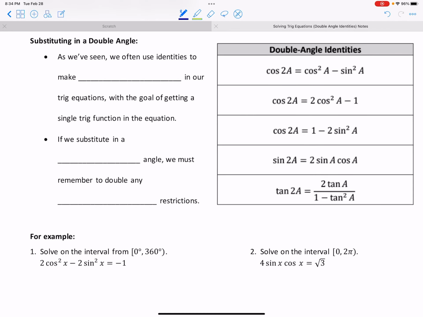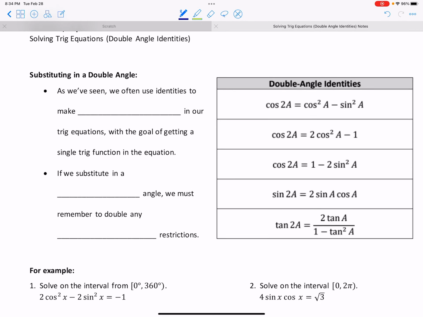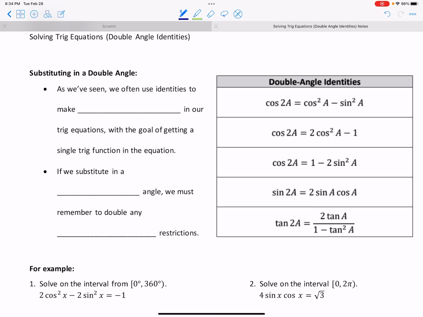Hello and welcome to our lesson on solving trig equations, day 4. So in this topic we're going to be using double angle identities to solve. And really no new strategies in this lesson. It's just sort of a culmination of a couple of our other strategies. So the first thing we're going to do is looking at making a substitution, substituting in a double angle.